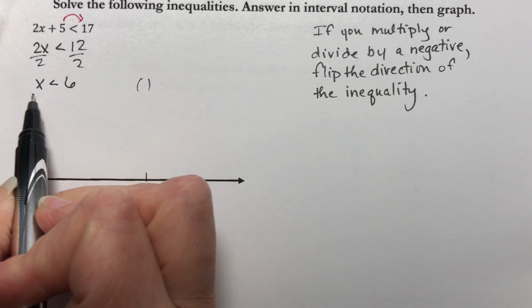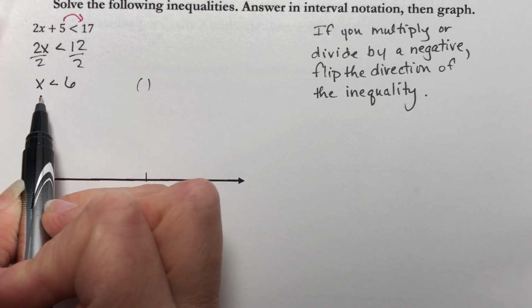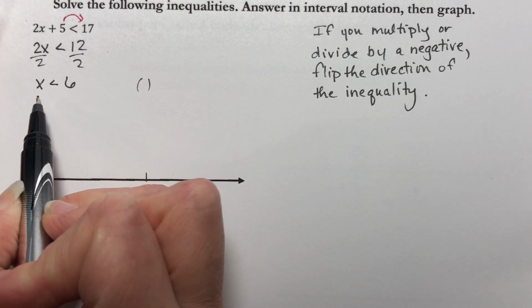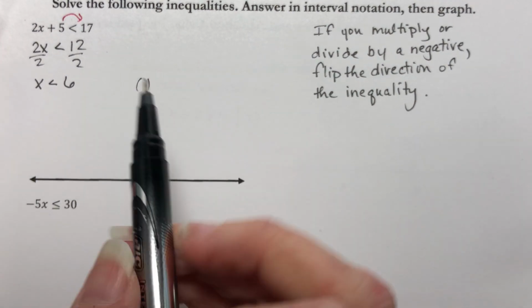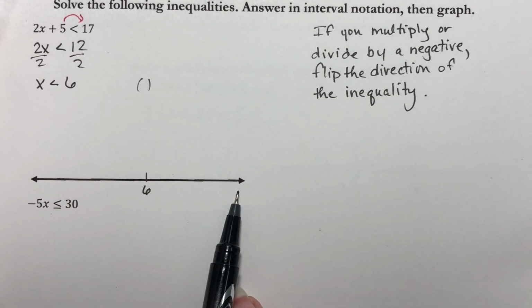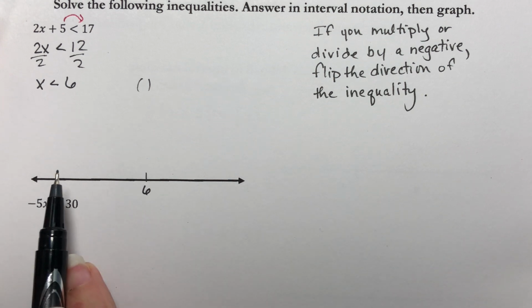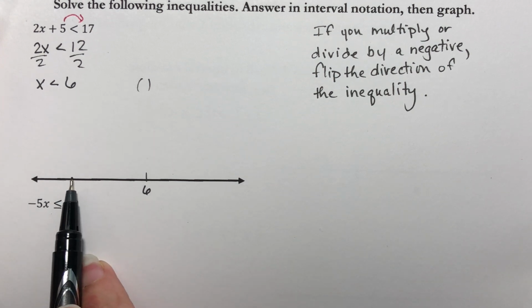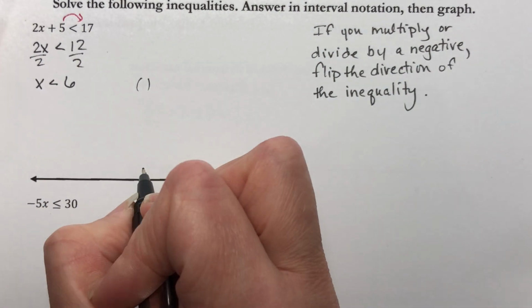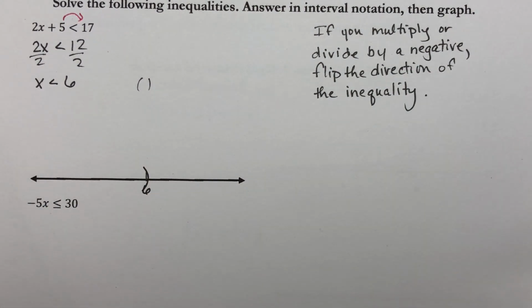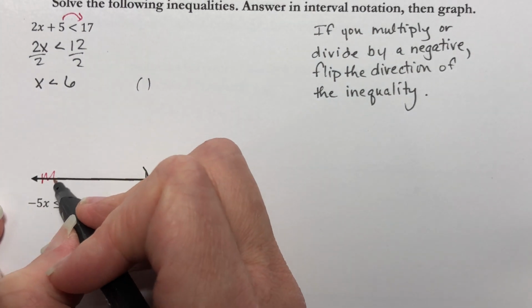Wherever your x is, just imagine plugging numbers in here and we want it to be true. If I plug in 0 here, 0 is less than 6, so it's true. Well, on your number line, where would 0 be? Is it on this side or is it on this side? It's on this side. So since 0 worked here and 0 is on this side, I would shade this side. So parentheses here and then shade here.